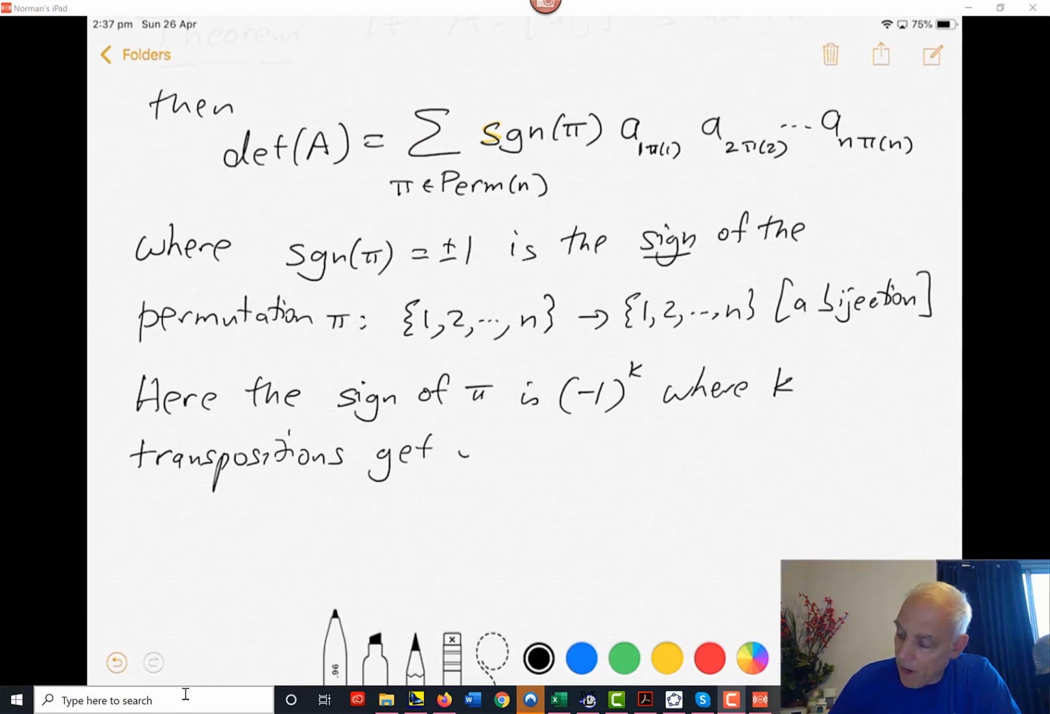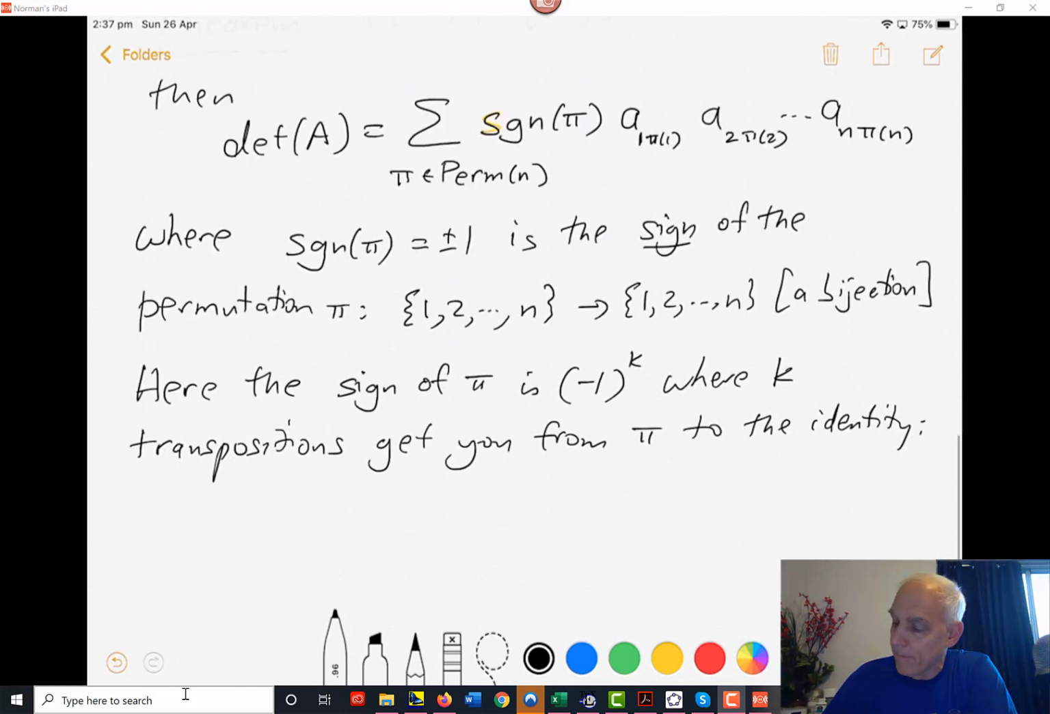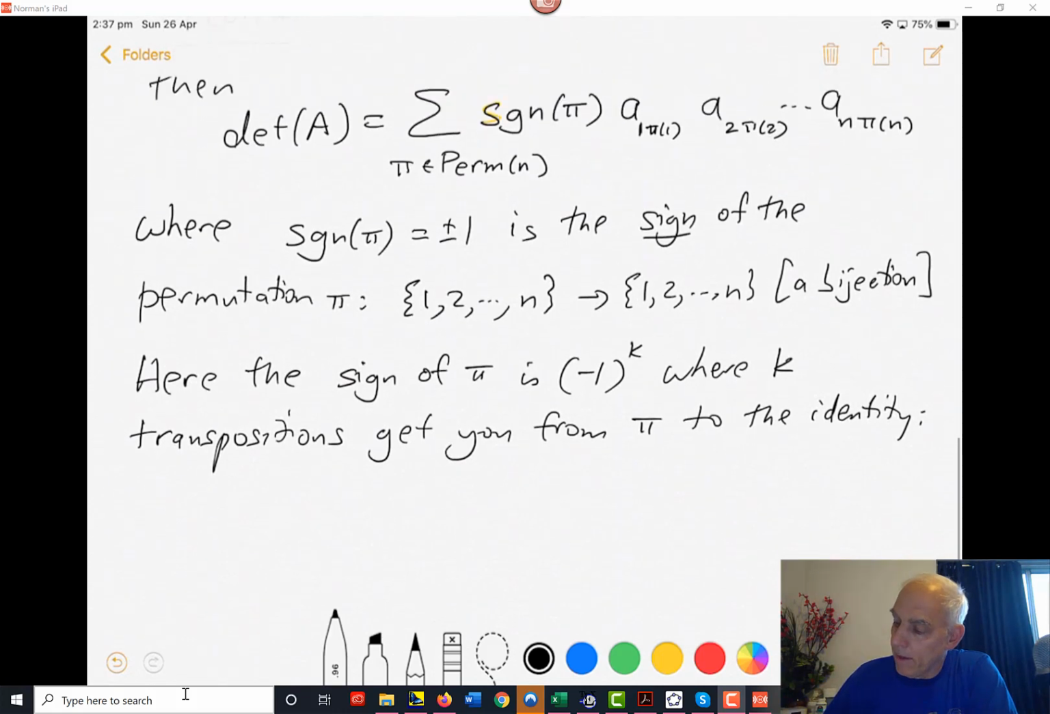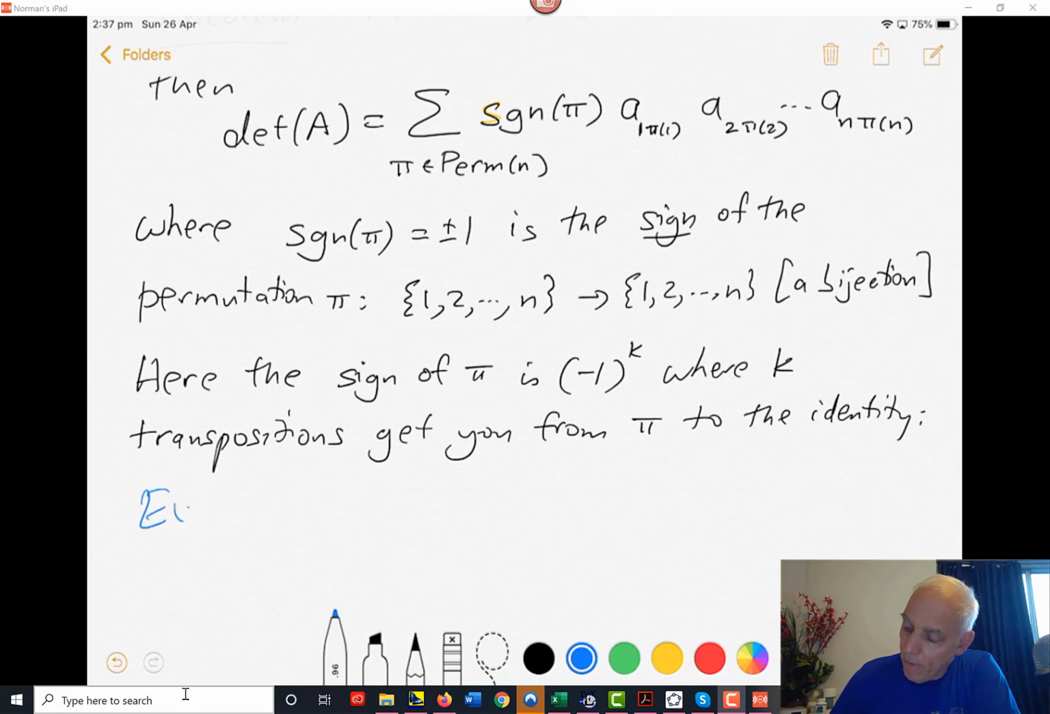from pi to the identity. Okay, I have to explain this. Even though to explain completely would take me far afield, I want to at least give you an idea. So let's say we are in the 3 by 3 case. Okay, so example. Suppose that we have n equals 3, and here is a permutation.